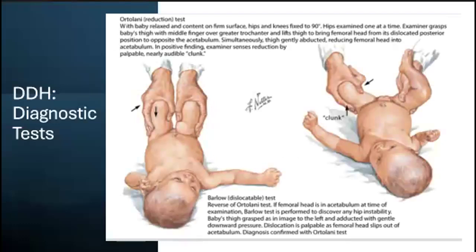This is just kind of giving you a visual understanding of what the Ortolanis and the Barlows look like. So remember, Barlow's is adduct the hips and apply gentle pressure downward and backward with thumbs in hip. With hip dysplasia, the examiner can feel the femoral head move out of the acetabulum. The Ortolani's is the one that's going to have a clunking sensation, which indicates a dislocated femoral head moving into the acetabulum, and that's abduct the thighs and apply gentle pressure forward over the greater trochanter.